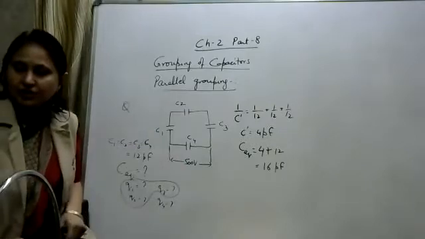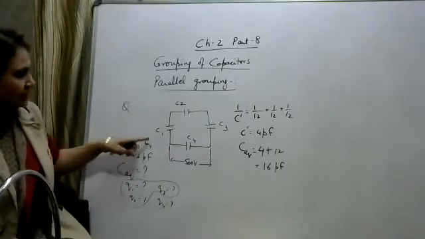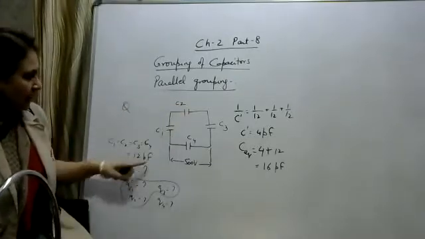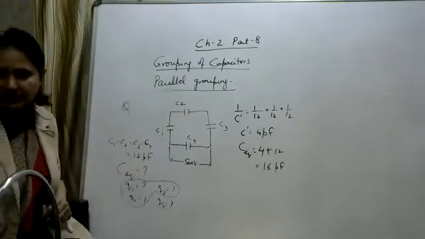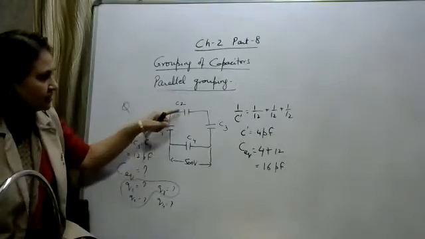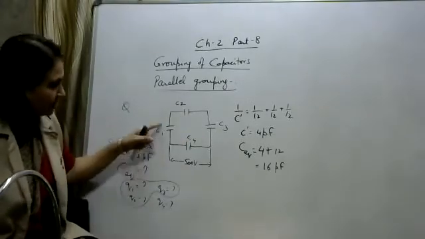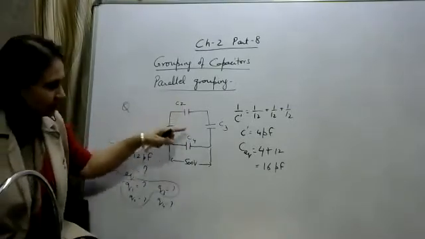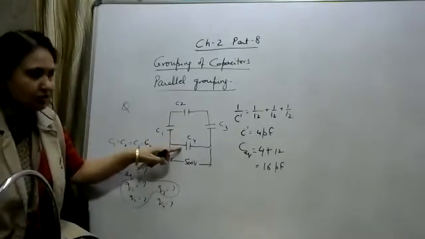Here is one question I gave you. Four capacitors are connected in this manner, and each is of 12 picofarad. You have to find the equivalent capacitance. Here we see that C1, C2 and C3 are in series, and the equivalent of C1, C2, C3 will be in parallel to C4.